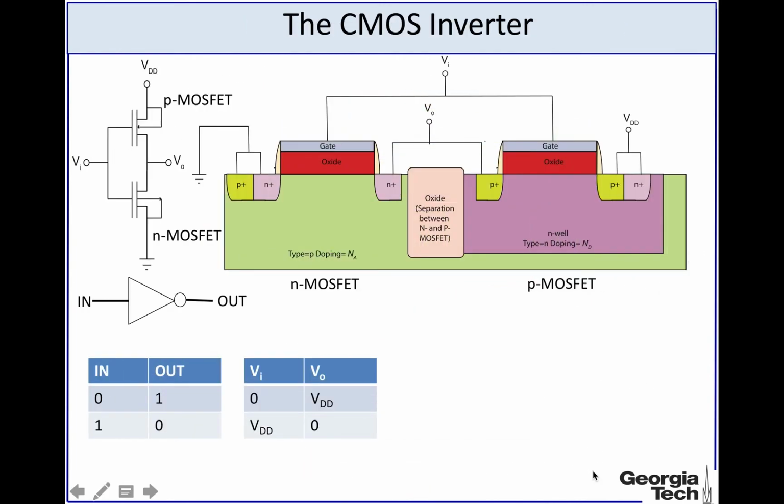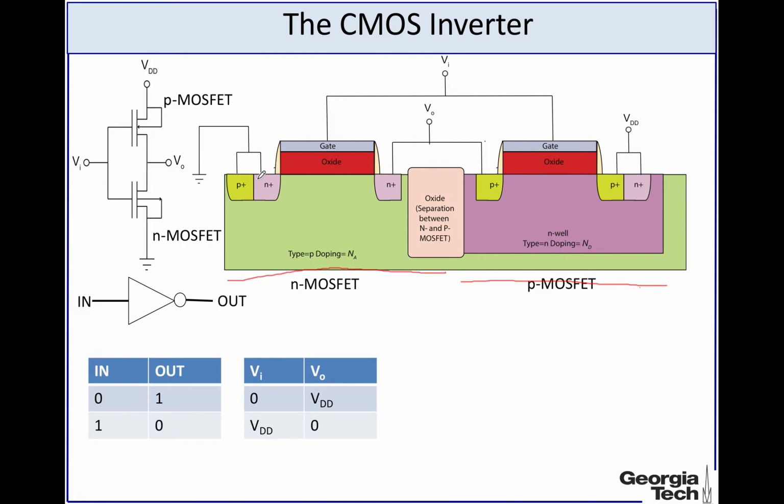So now this is how the inverter looks. We have seen individually how the N MOSFET and the P MOSFET look, and to implement this inverter circuit, this is how the physical device looks. Here this is the P MOSFET, and this is the N MOSFET.